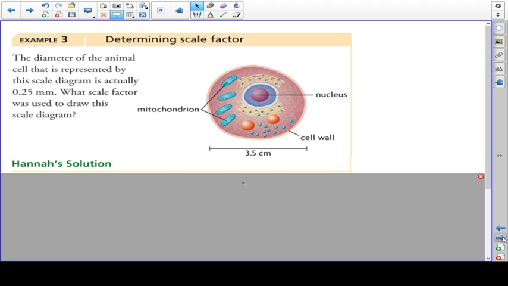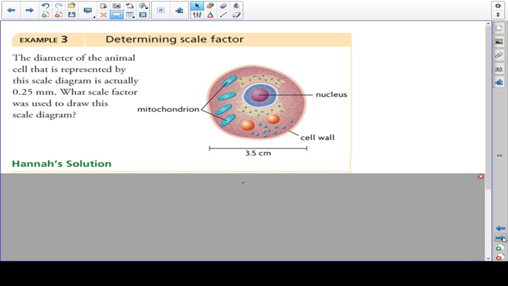Another example. The diameter of the animal cell that's represented by the scale diagram is actually a 1/4 millimeter. What scale factor was used to draw the scale diagram? So if the actual cell is only a 1/4 millimeter in diameter and the picture is 3.5 centimeters long, then the scale picture is an enlargement, okay?